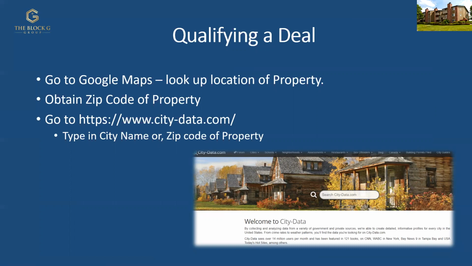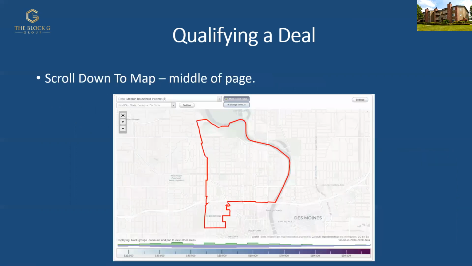city-data.com. Okay, so you can type in the name of the city or the zip code of the property. I like to use the zip code if I can, because that gives me more of a zoomed in look. On the far right side there's the home page of City Data. So you would type in the zip code of the property, hit enter, and this will appear.